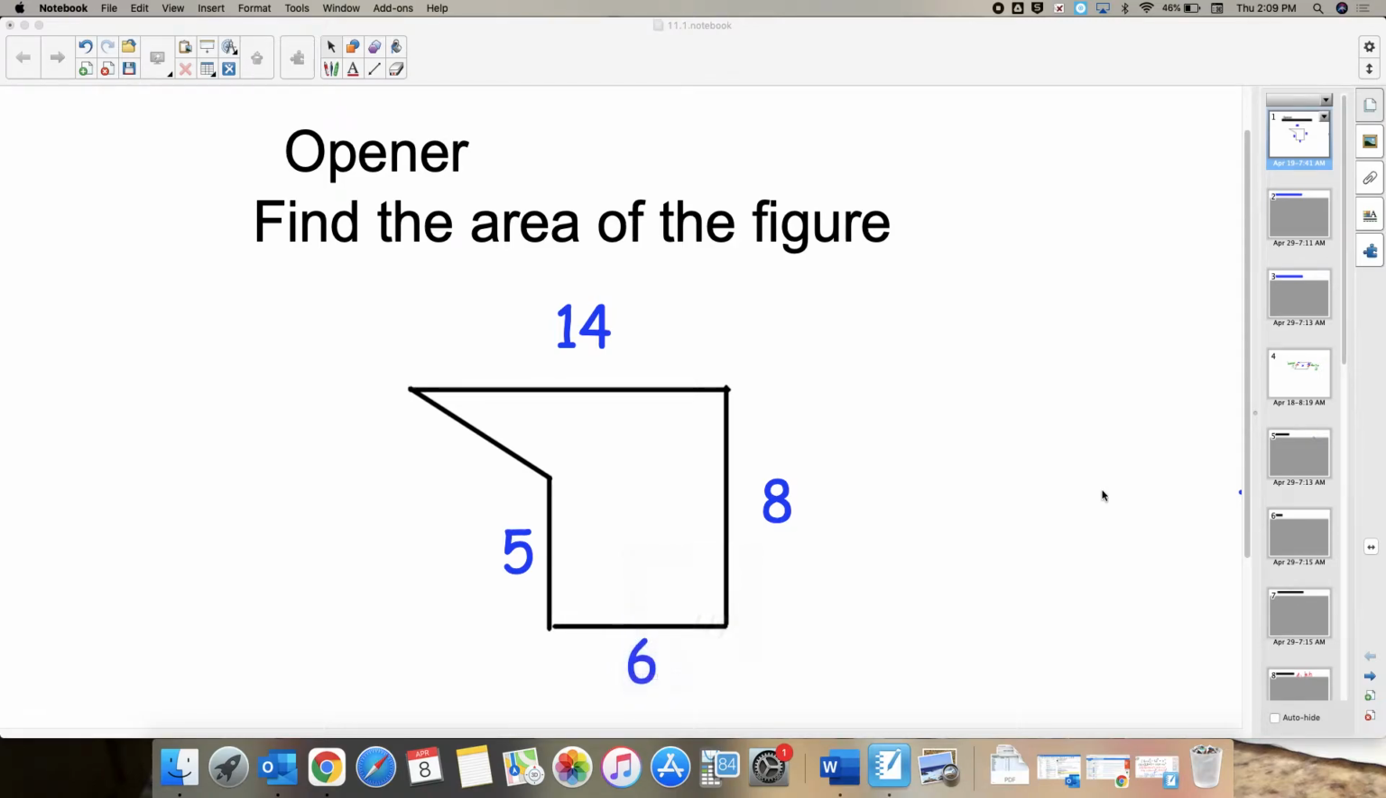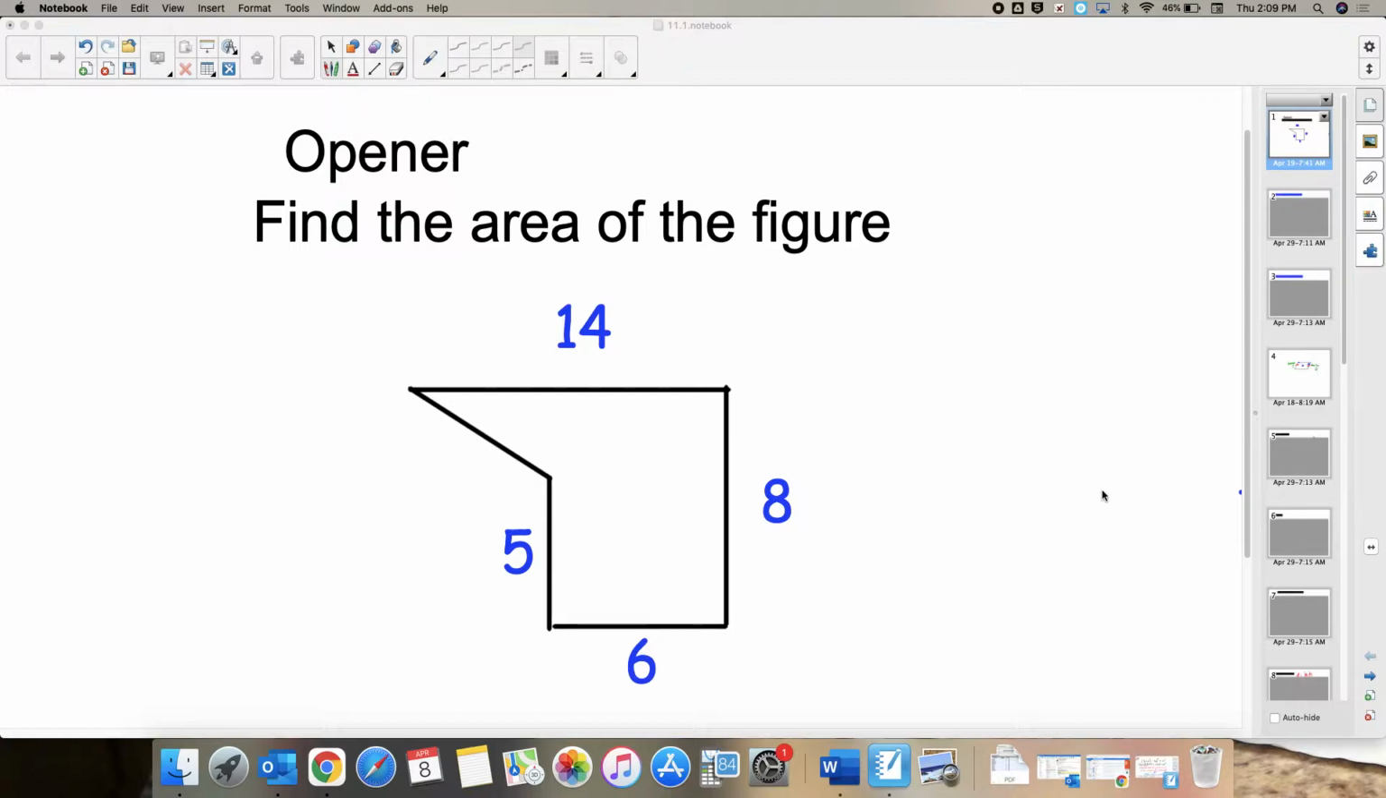All right, in chapter 11, we get into dealing with area. Some of your basic formulas you already know, but we're going to get into some of our other shapes that we're not as familiar with, and some other ideas that will help you find the area of certain figures. So, in our opener here, to find the area of a figure, you've done problems like this before where you just need to break it apart. Right? So, we're going to break it up.